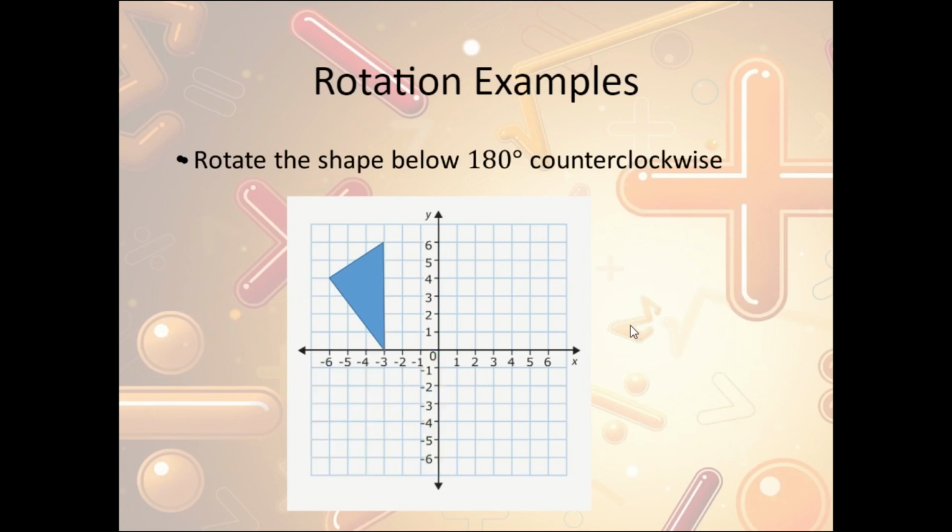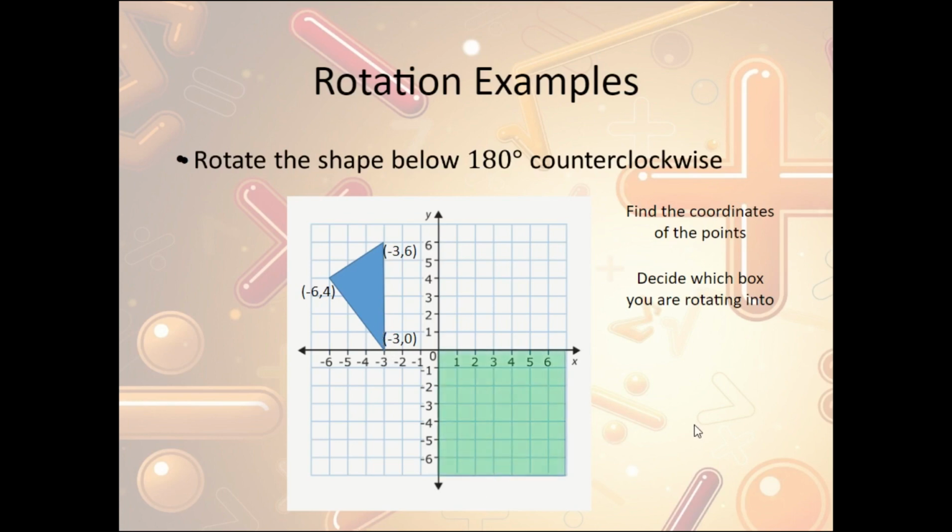Now what about 180 degrees counterclockwise? Well, now again, we write out the coordinates. The coordinates are exactly the same as before. So now we decide which box we're rotating into. So we're going counterclockwise, so here, and it's 180 degrees, so we're moving 2 boxes this time. So 1, 2. So we're over here.